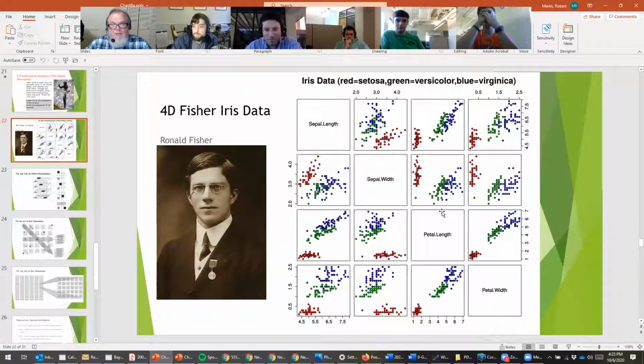But Fisher was one of these eugenicists, and so he believed that there were some people on the earth that were higher evolved than other people. But nevertheless, despite that, he did really, really great work.